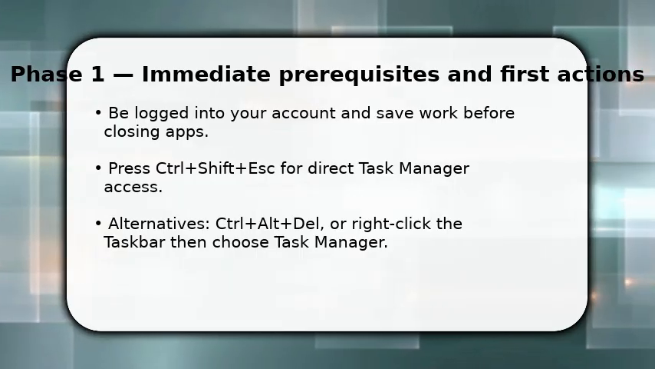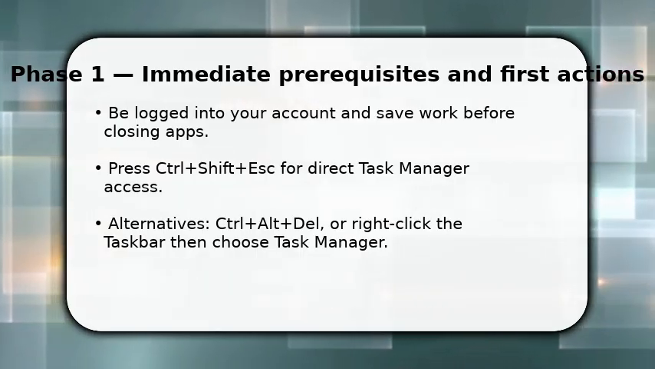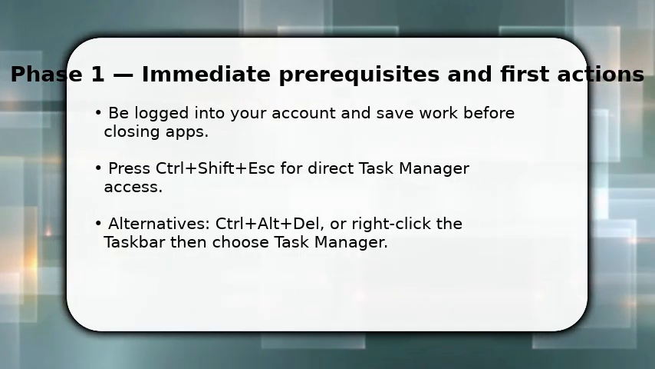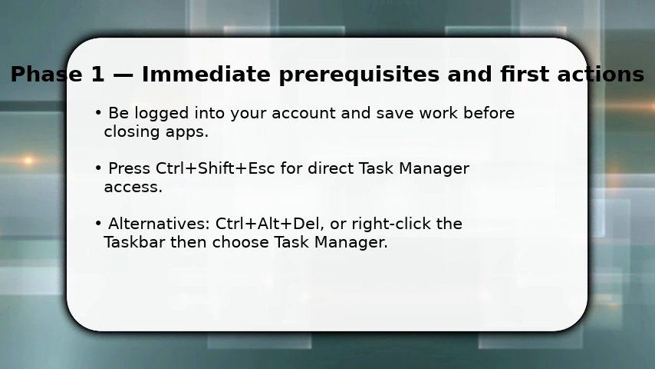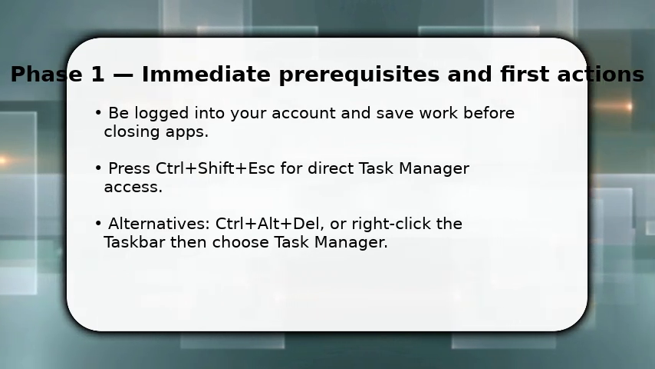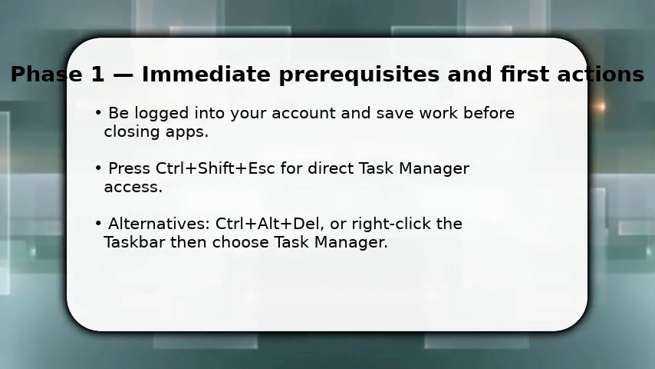If Ctrl plus Shift plus ESC fails, press Ctrl plus Alt plus Del and select Task Manager, or right-click the taskbar and pick Task Manager. These initial steps get you to the interface, where you can inspect processes and performance.